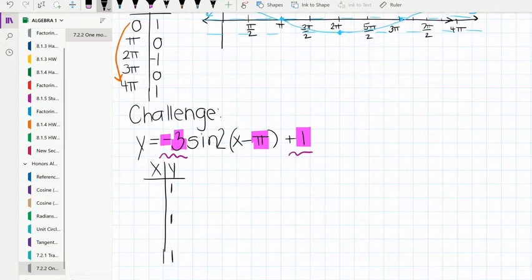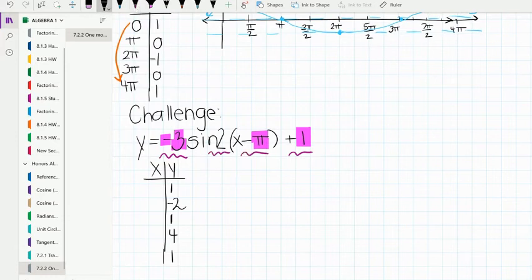All right, for pi over 2, we're looking at 1. 1 times -3 is -3, plus 1 is -2. And then for 3 pi over 2, we're looking at -1. -1 times -3 is 3, plus 1 is 4. Okay, y values done.